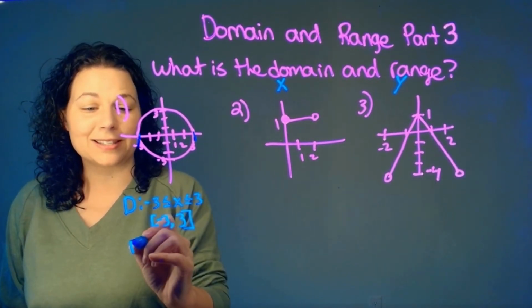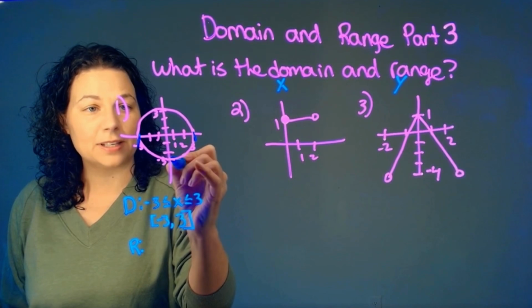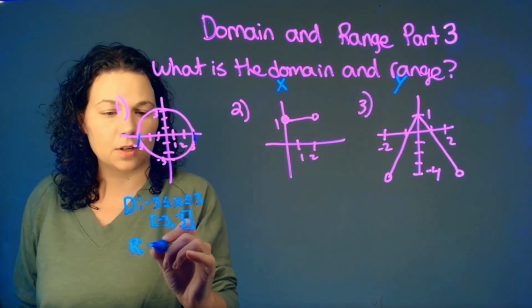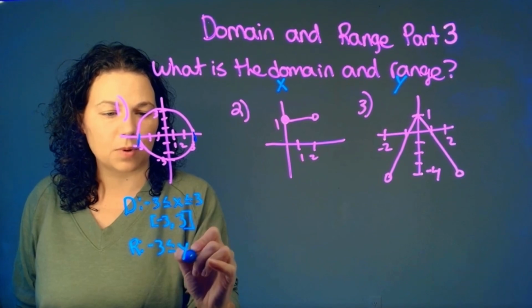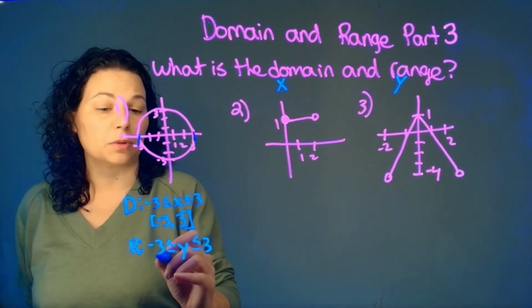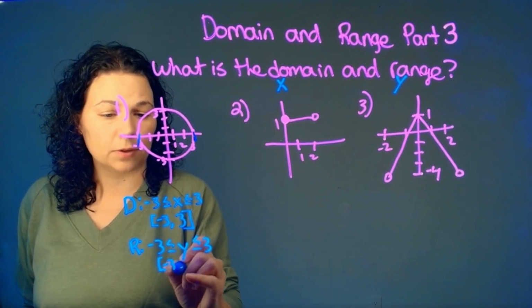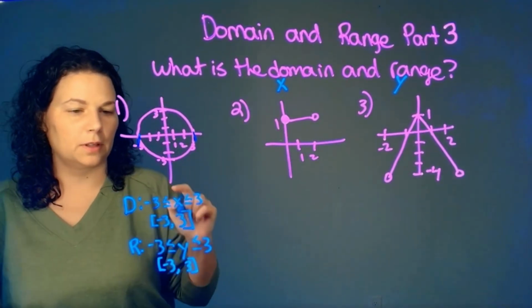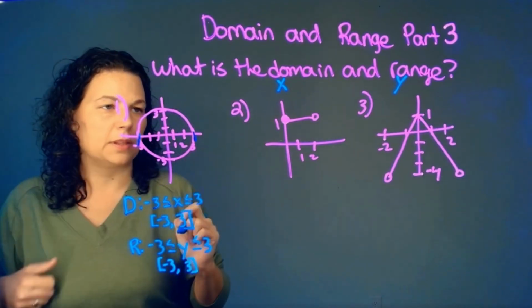And then the range is the same thing. It went down to -3. I used everything all the way up to +3. So we're going to do -3 is less than or equal to y, less than or equal to 3. That tells me that y is between -3 and 3. And if we're doing interval notation, it looks like that. -3 to 3 with the square brackets on it, not parentheses.